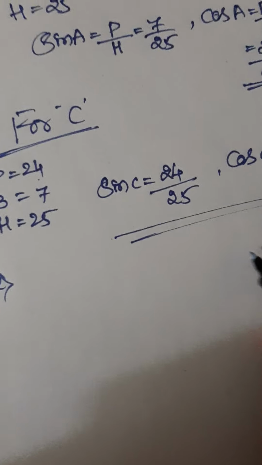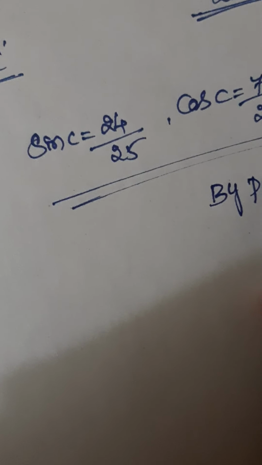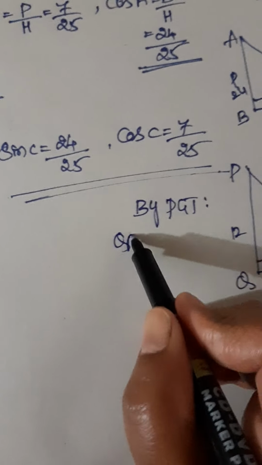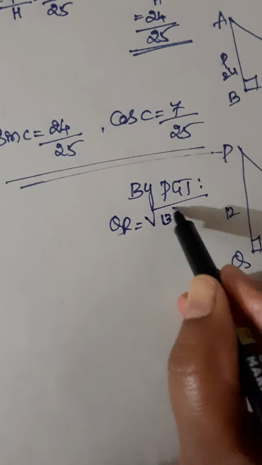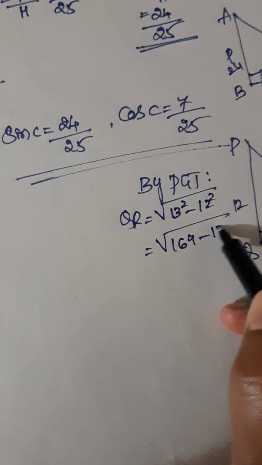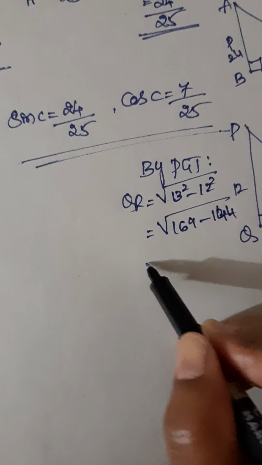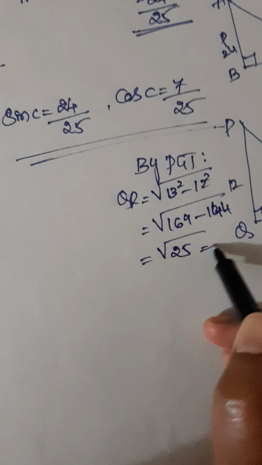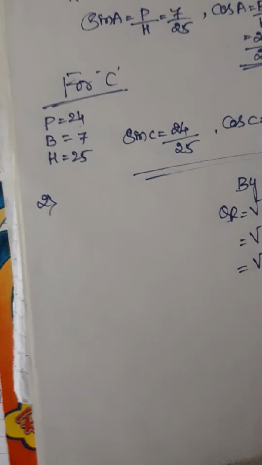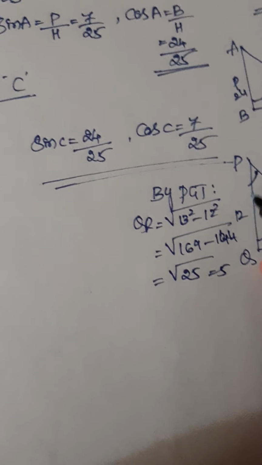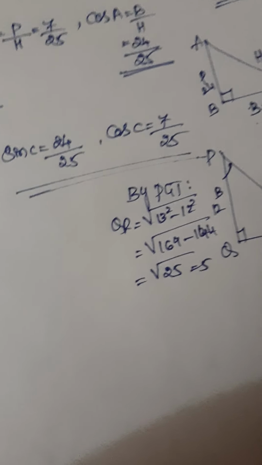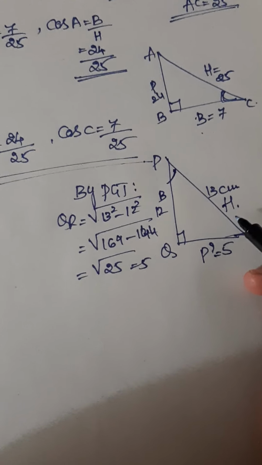To find this QR part by PZT, that is Pythagoras theorem, what we have to do? QR is equal to square root of 13 square minus 12 square. So square root of 169 minus 144. So square root of 25 is equal to 5. QR is equal to 5 we got here. Okay, now for angle P, there we are telling, so it is our base, it is our perpendicular, and it's our hypotenuse, according to angle P.